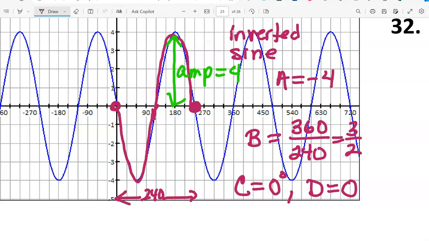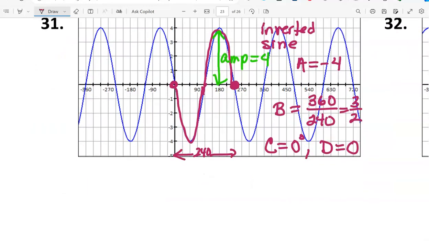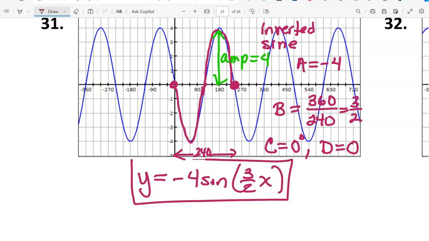Remember that the vertical shift is actually the average between the highest and lowest values. Using all of that information, the equation to this graph could be y is equal to -4 times the sine of 3/2 times x. That being said, let's approach this a little bit differently, and we'll come up with a second way to look at this.